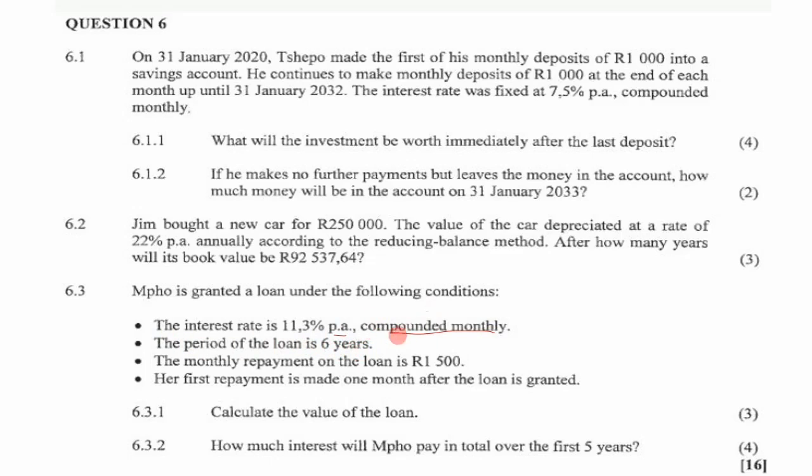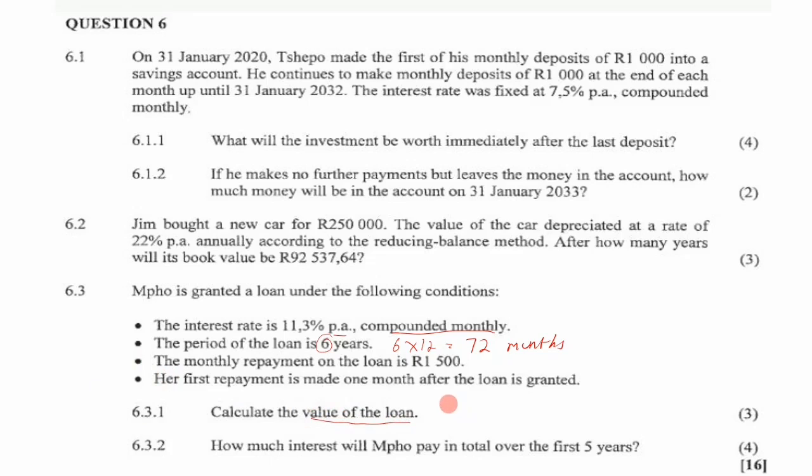And then since it's compounded monthly, we can just write this 6 years in terms of months. That's 6 times 12, and then that gives us 72 months. And then the monthly repayments on the loan is 1,500. Her first repayment is made 1 month after the loan is granted. Now 6.3.1 says calculate the value of the loan.